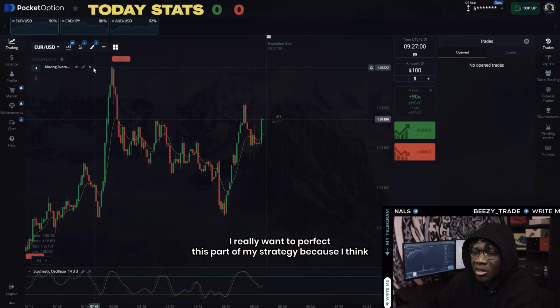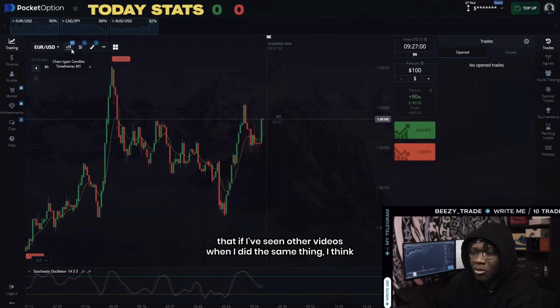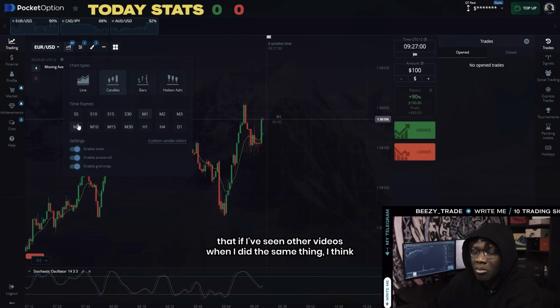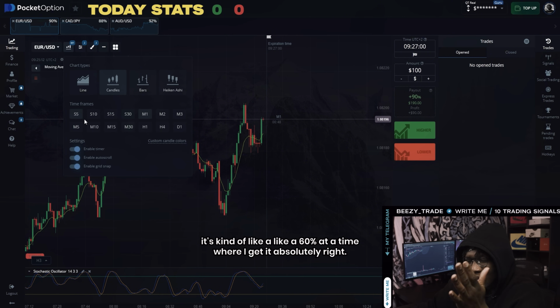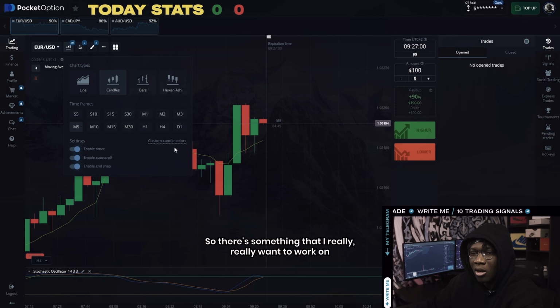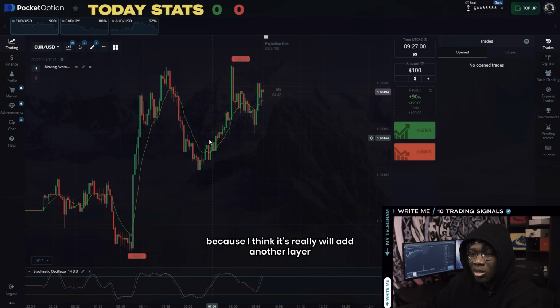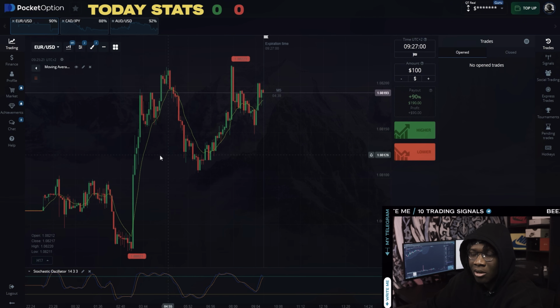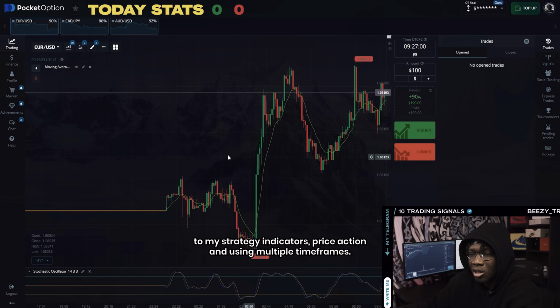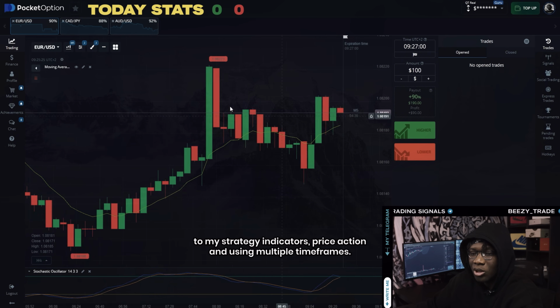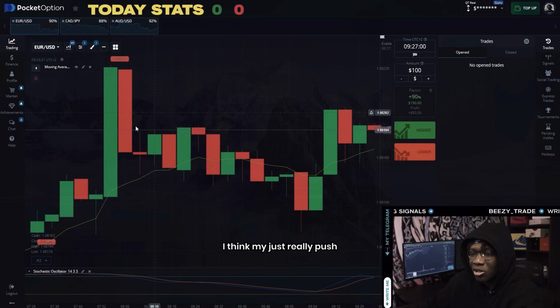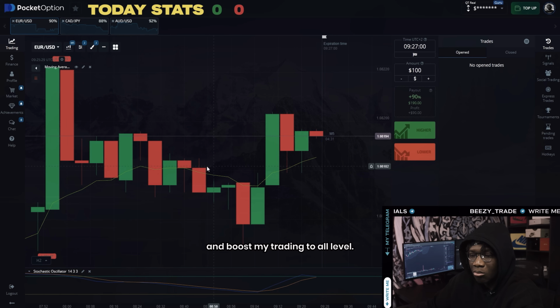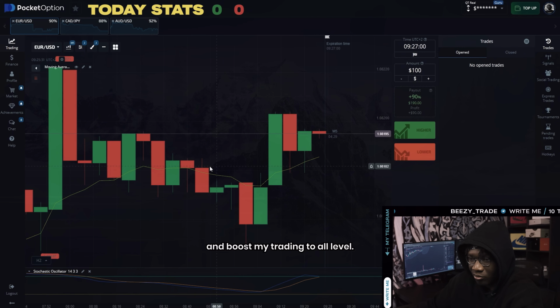I really want to perfect this part of my strategy, because if you've seen the other videos when I did the same thing, I think it's kind of like 60% of the time where I get it absolutely right. So this is something that I really want to work on, because I think it will add another layer to my strategy with indicators, price action, and using multiple time frames. I think it might just really push and boost my trading to a whole other level.